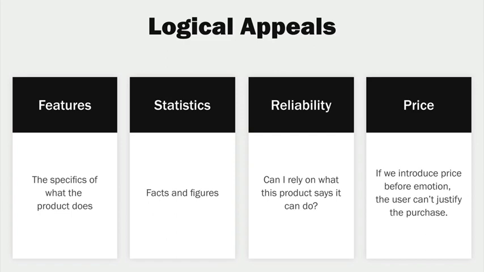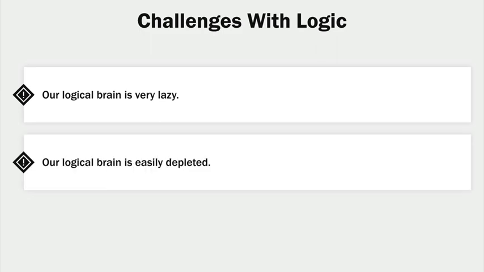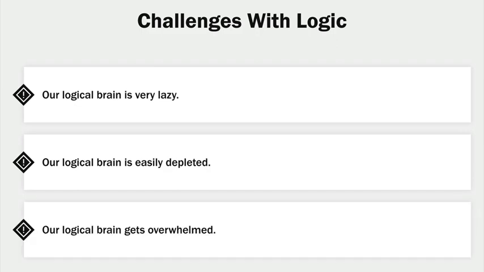But we need to remember a few important things. Our logical brain is very lazy. It's constantly looking for shortcuts. It's easily depleted because it requires the full focus and energy in order to process. And most importantly, because of 1 and 2, it gets overwhelmed. And so we want to restrict ourselves to really focusing on 3 to 4 pieces of logic around our flows at any given point in time.